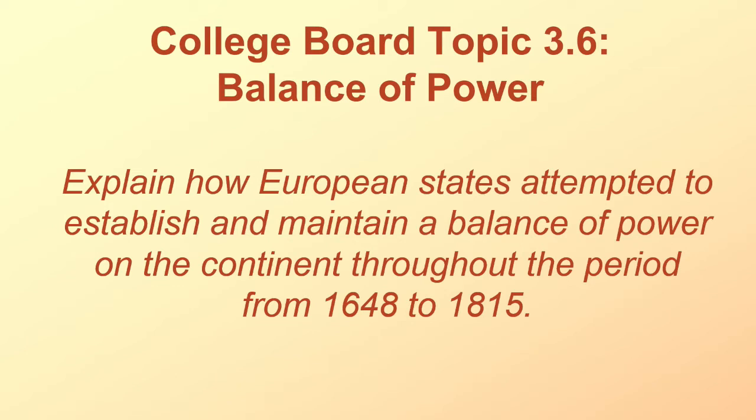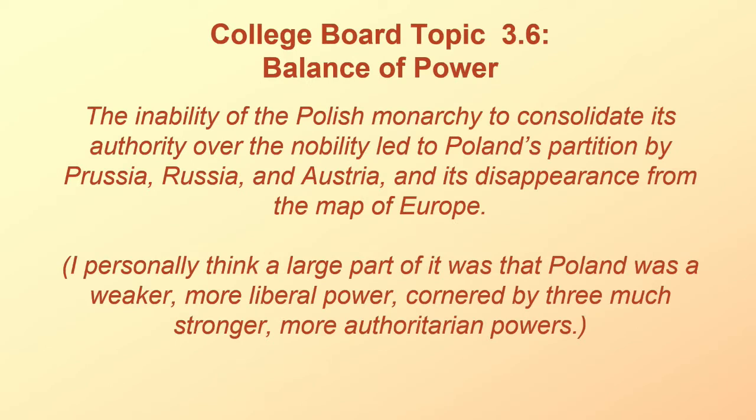And finally, College Board topic 3.6, Balance of Power. Explain how European states attempted to establish and maintain a balance of power on the continent throughout the period from 1648 to 1815. The inability of the Polish monarchy to consolidate its authority over the nobility led to Poland's partition by Prussia, Russia, and Austria, and its disappearance from the map of Europe. I personally think a large part of it was that Poland was a weaker, more liberal power, cornered by three much stronger, more authoritarian powers.